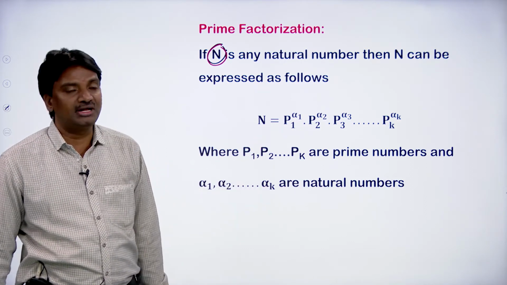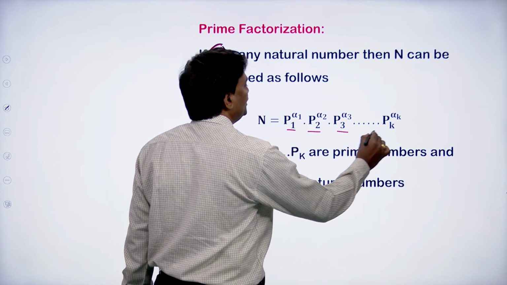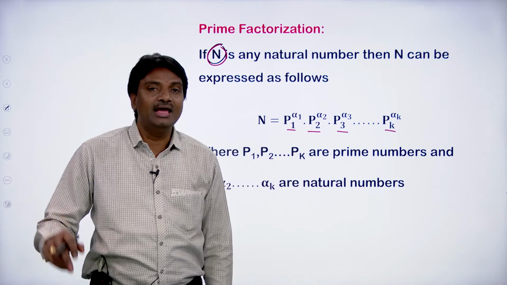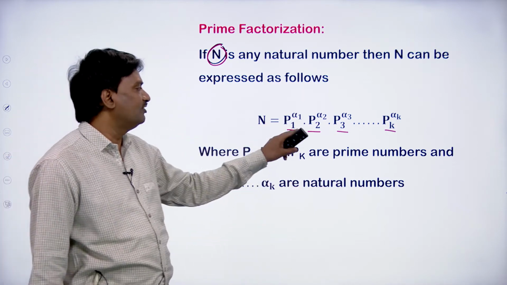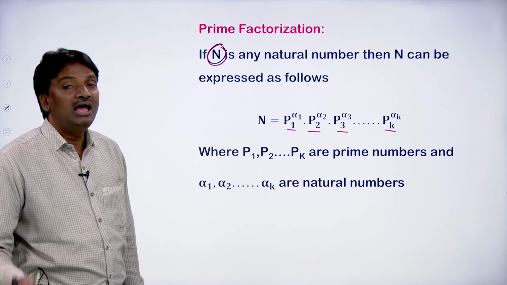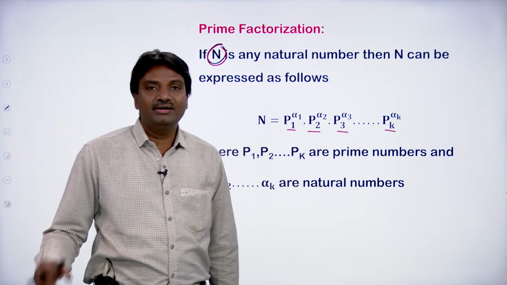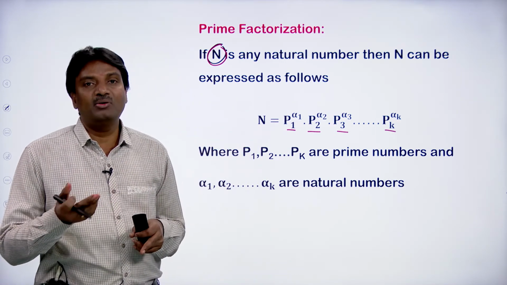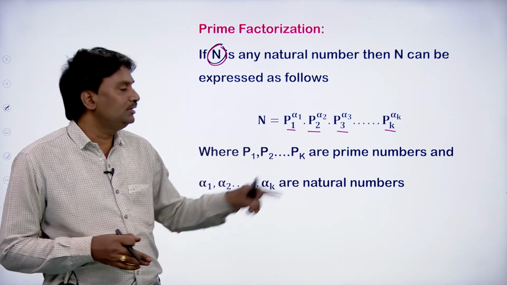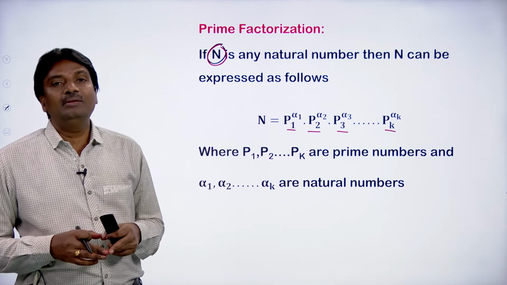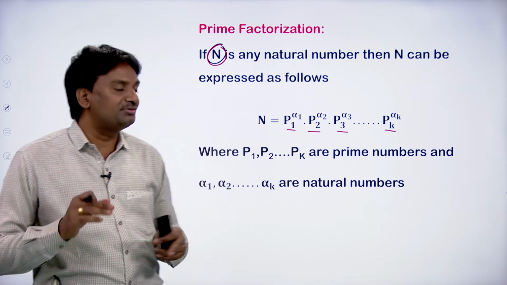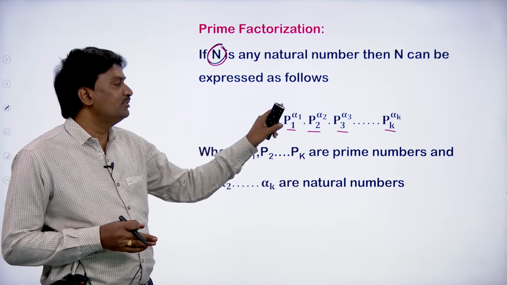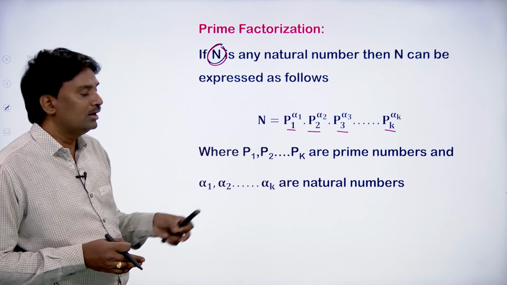By observing this expression, the bases p1, p2, p3 so on pk are prime integers, and the powers alpha 1, alpha 2, alpha 3 so on alpha k are natural numbers. Whatever the natural number n may be, we can express it like this: p1 power alpha 1 into p2 power alpha 2 into p3 power alpha 3 into so on pk power alpha k, where the bases are prime integers and the powers are natural numbers.